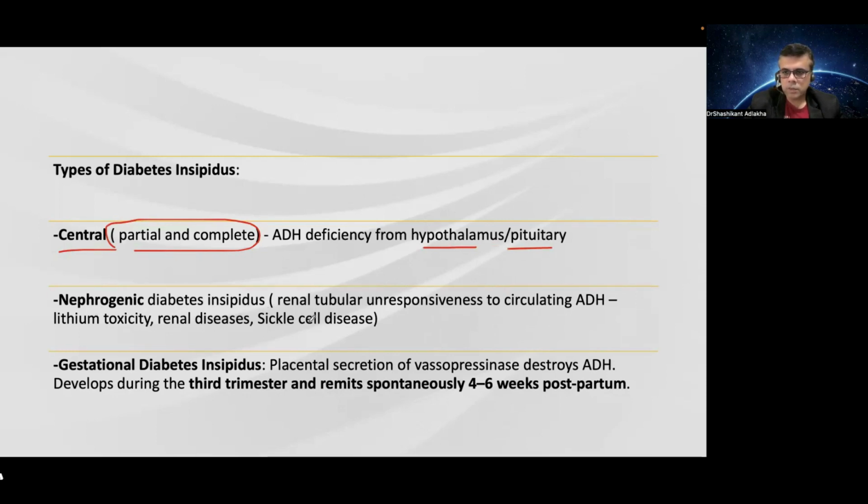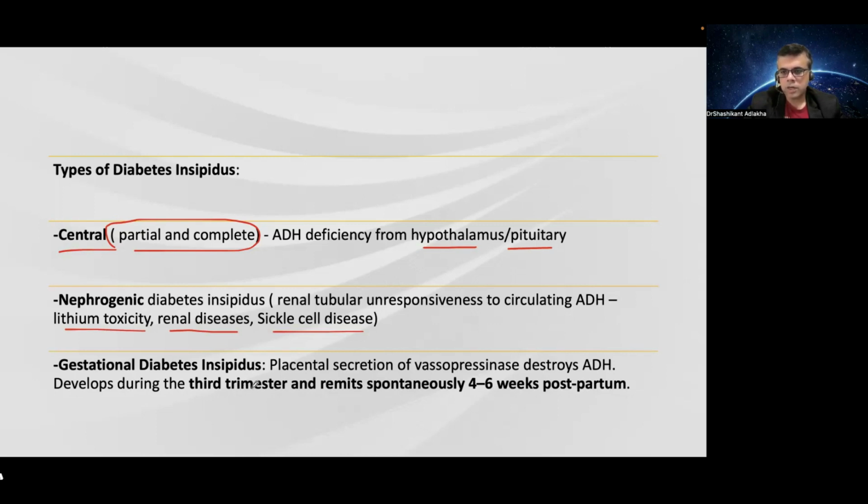Nephrogenic diabetes insipidus is renal tubular unresponsiveness to circulating ADH. So here there is a receptor level defect. There is a resistance of the tubules to the ADH action. The important causes are lithium toxicity, renal disease, and sickle cell disease. These are commonly implicated as the cause of nephrogenic diabetes insipidus.